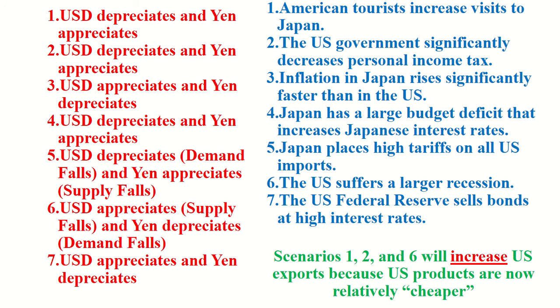Okay, here are the answers. You'll notice in scenarios 1, 2, and 6 will increase U.S. exports because U.S. products are now relatively cheaper. So, for example, number 1 and 2, the U.S. dollar depreciates, and 6, U.S. dollar appreciates, so supply falls and yen depreciates. This would increase U.S. exports, right? Because the Japanese are going to, right? Their currency is stronger, so they're going to be able to buy U.S. goods, right?